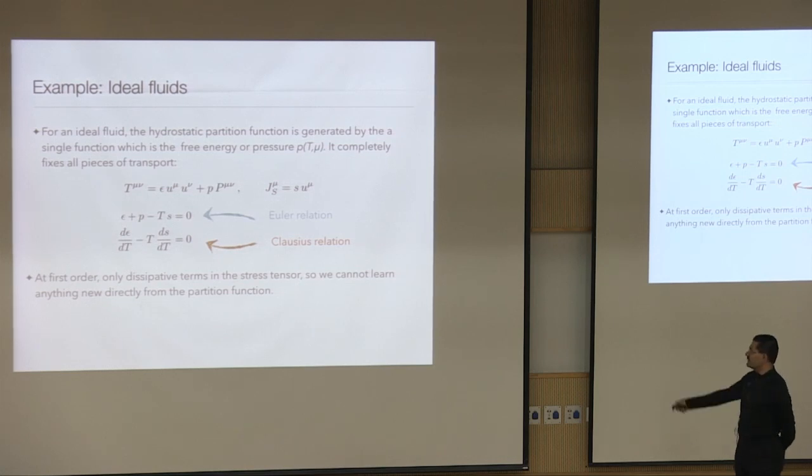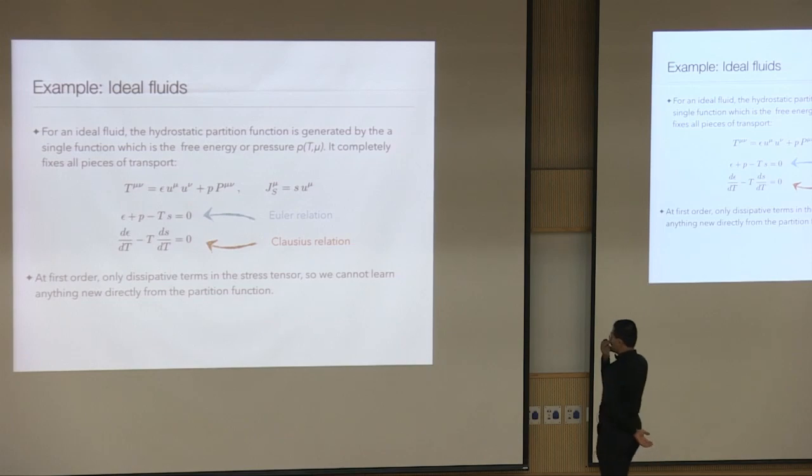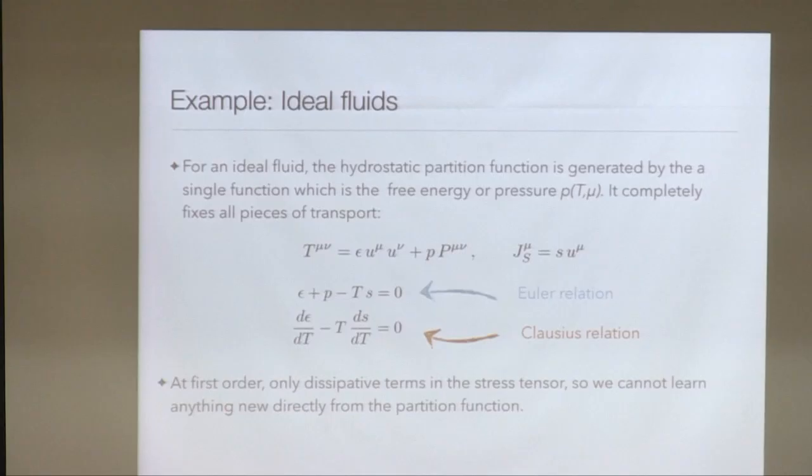And how is it fixed? It's fixed by the standard things you learn in your first thermodynamics class, by the Euler and Clausius relations, which tell you that everything is homogeneous and the first law holds. Okay? So there's one function, if you like, you can call it the pressure function, because you can trade the free energy for the pressure function, and it in turn determines everything else. So if you're trying to study ideal fluids for any system, your task is very simple. Just find what the pressure is as a function of temperature and chemical potential.